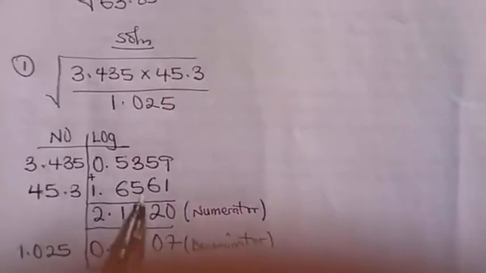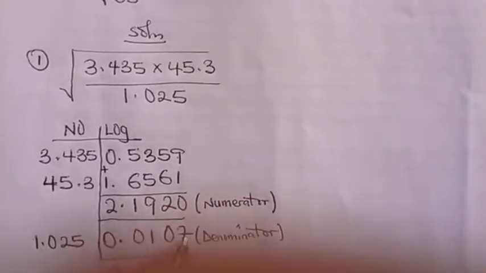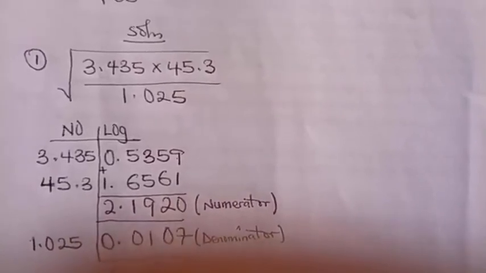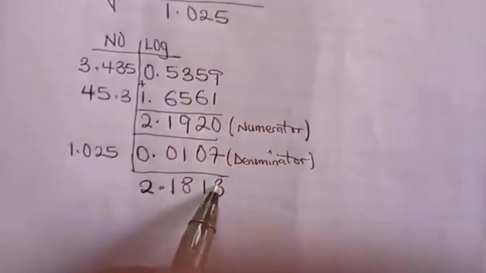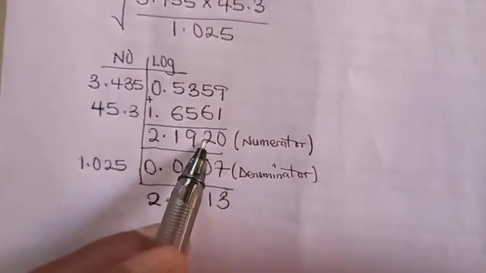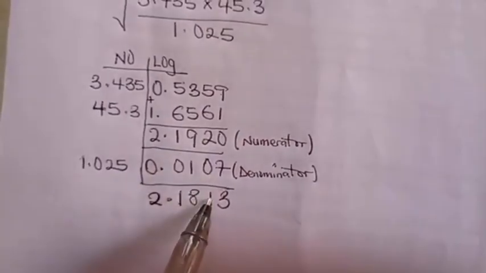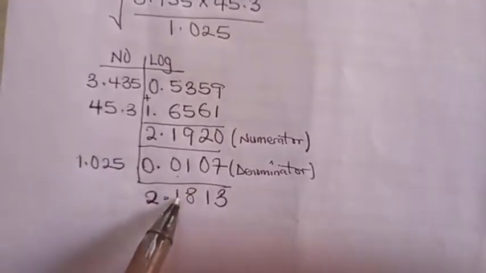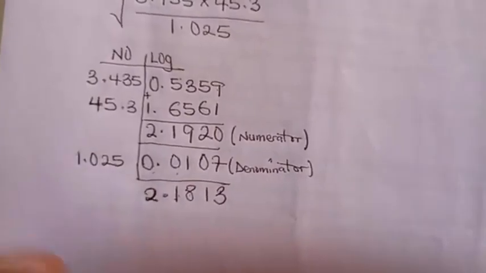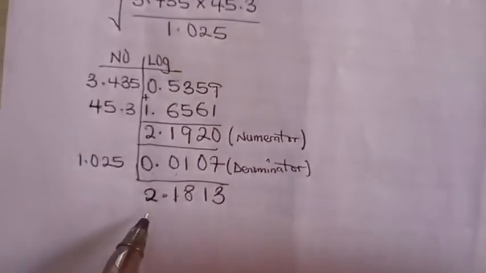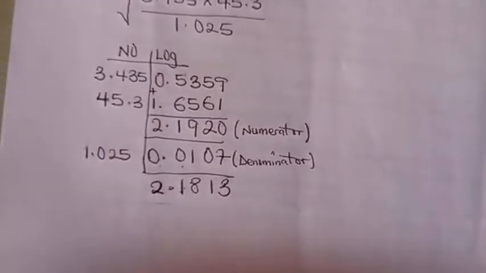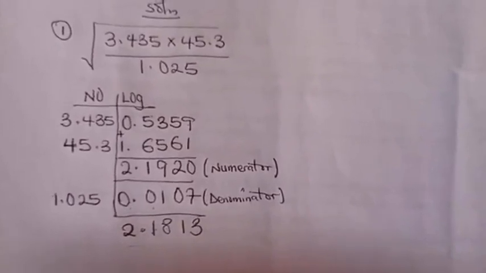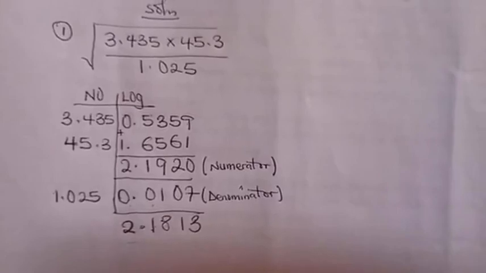We will have 2.1813. That is, 0 minus 7 cannot, so we are taking 1 from here, making this 10. 10 minus 7, we have 3. We have 1 here. 1 minus 0, we have 1. 9 minus 1, we have 8. 1 minus 0 is 1. And 2 minus 0, you have 2. So this is what we have when the logarithm of the denominator is subtracted from that of the numerator.